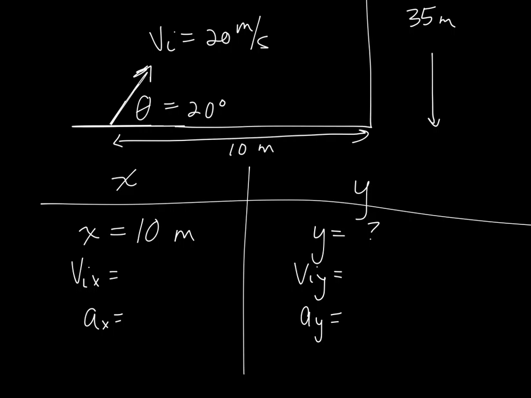VIX and VIY. What do I do? How do I find the x component of anything? Multiply by what? What trig function? Come on, people. You just did this in math. The x coordinate always comes from which trig function? Cosine. Thank you, Drew. Somebody's awake. VI cosine theta. And the other one?